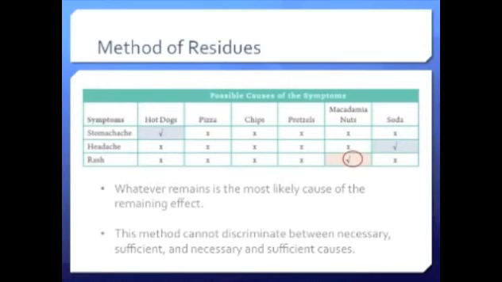Now, as I mentioned earlier, this method does not provide us with a way of determining whether the identified cause is a necessary condition, a sufficient condition, or a necessary and sufficient condition. However, like the other methods, this method provides us with a starting point from which we can pursue further tests in order to determine what is the necessary condition, the sufficient condition, or the necessary and sufficient condition.